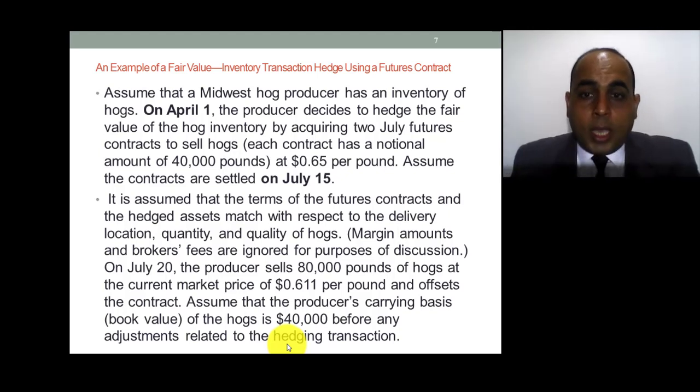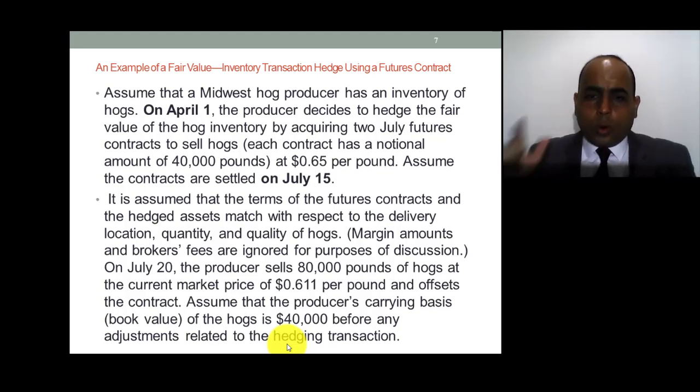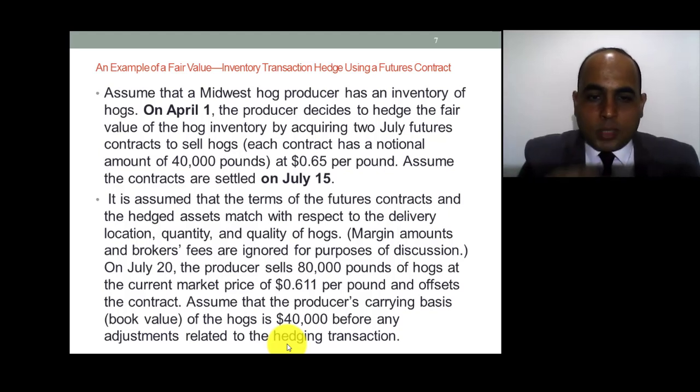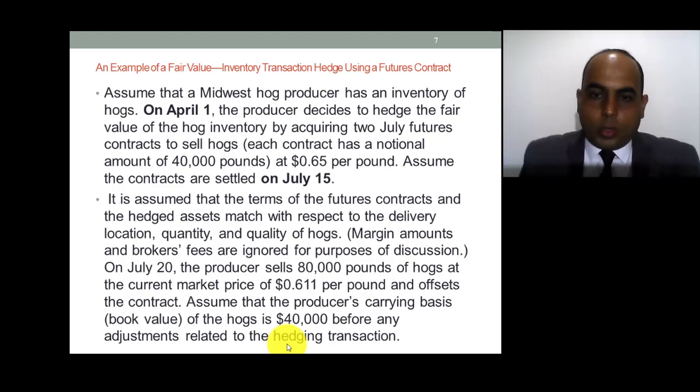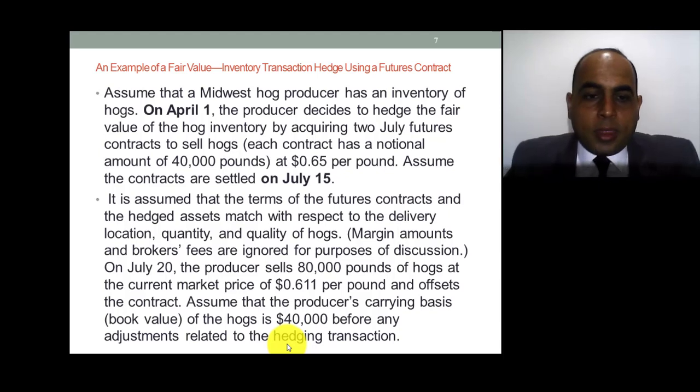It is assumed that the terms of the futures contract and the hedged asset match with respect to delivery location, quantity, and quality of hogs. Margin amounts and the broker's fees are ignored in this example for the purpose of simplifying it. On July 20, the producer sells 80,000 pounds, the amount of inventory that he holds, of hogs at the current market price of 0.611 per pound, and offsets the contract.